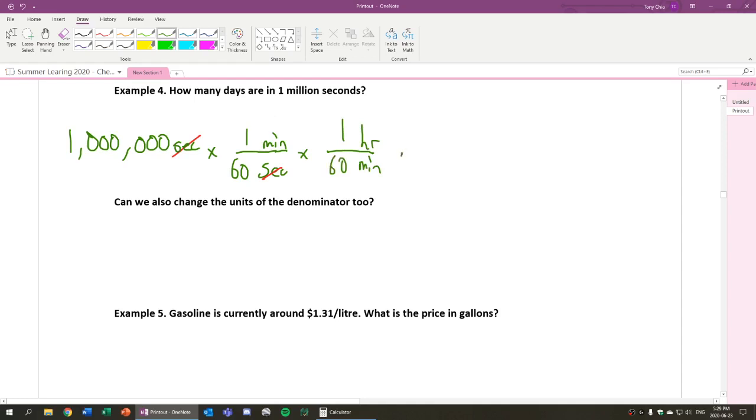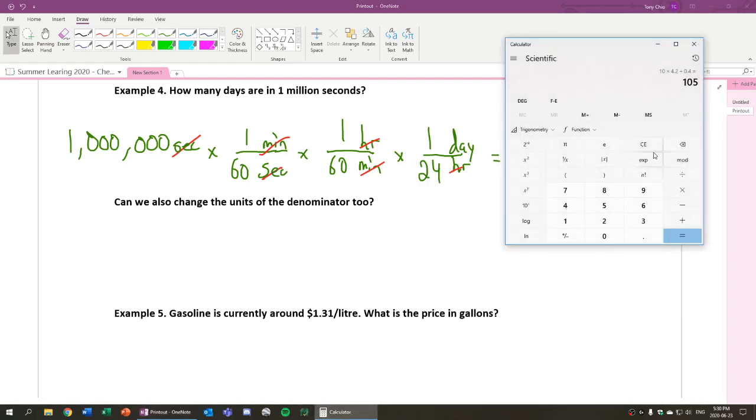My last conversion is to convert it to days, in which I know that now hours should be on the bottom so it can cancel out. Because here we go, minutes cancel out, hours will cancel out, and thus day should be on top. 1 day is 24 hours. So once I have it in days, I'm done. I just got to punch it on my calculator now.